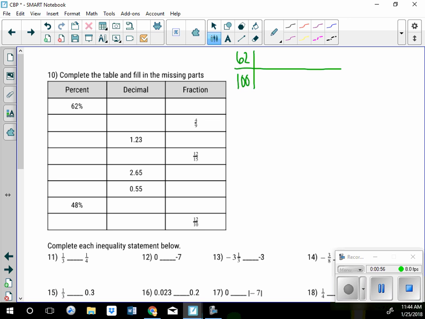The next thing I would like to get is my decimal. A percent is out of 100, but a decimal is out of 1. So what should I divide by, crew? 100. Let's divide by 100. So we'll divide the top and the bottom by 100. If I divide by 10, it would be 10. If I divide by 100, it would be 1. So if I divide 62 by 10, it would be 6 2/10. And if I divide by 100, I would have 62 hundredths. So out of 1, I have 62 hundredths. That's my decimal.